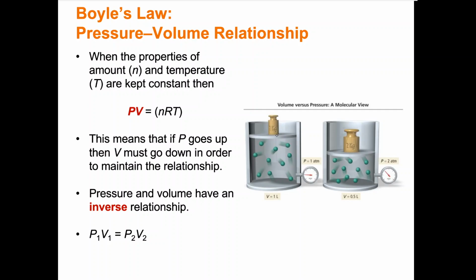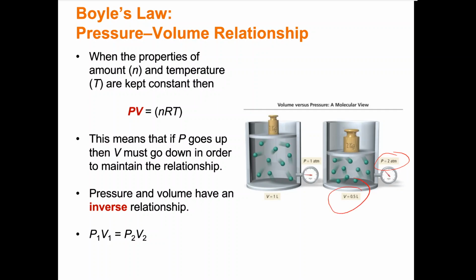So our example is over here. We have the same number of gas particles in each of these, and we have the same temperature. So the only thing we're going to modify is the pressure and the volume. We're modifying pressure using a weight. Here we have a 2 kg weight, and here we have a 1 kg weight. So the only difference between these two is the size of the weight being placed on top of the chamber.